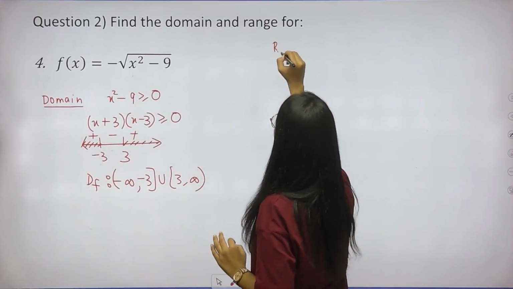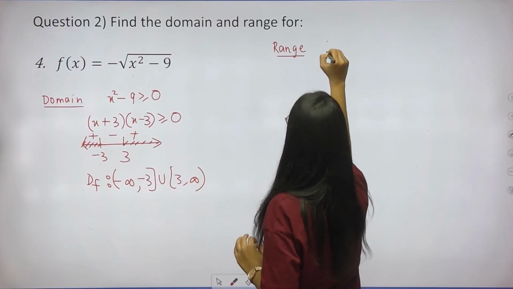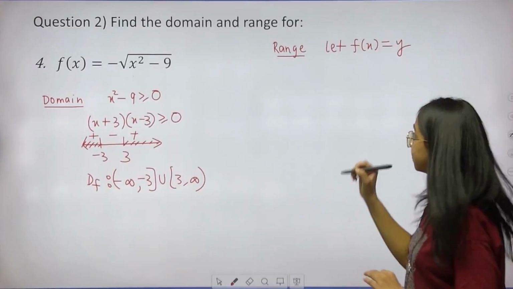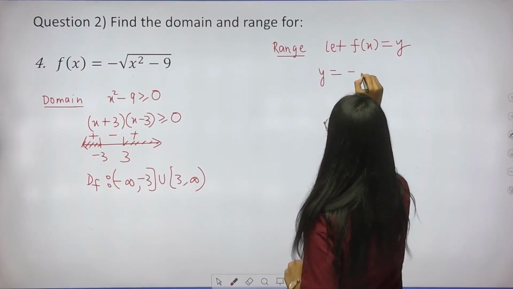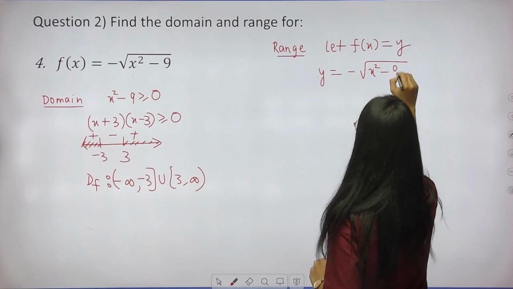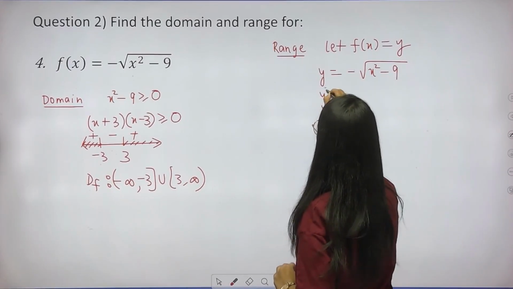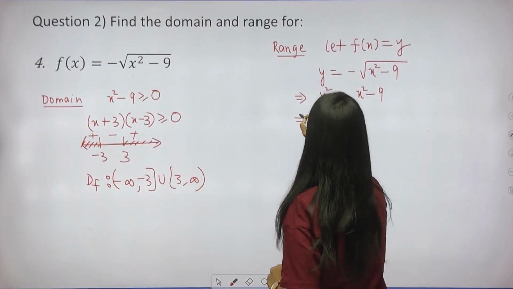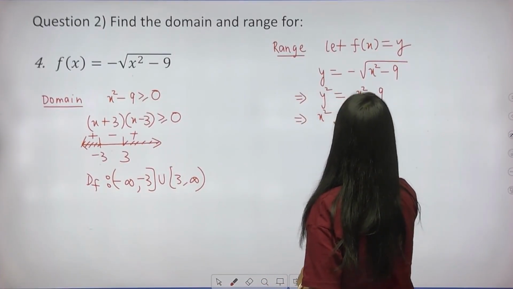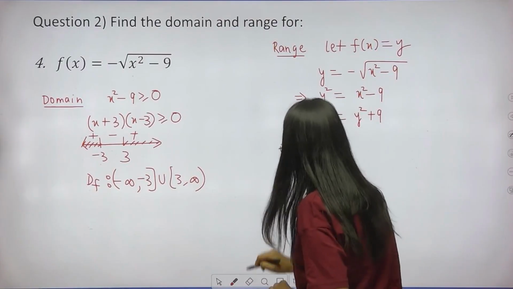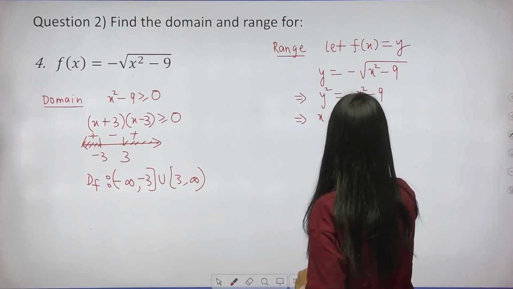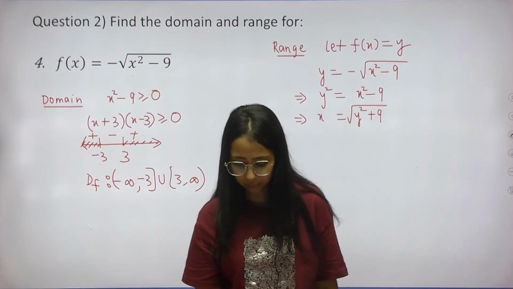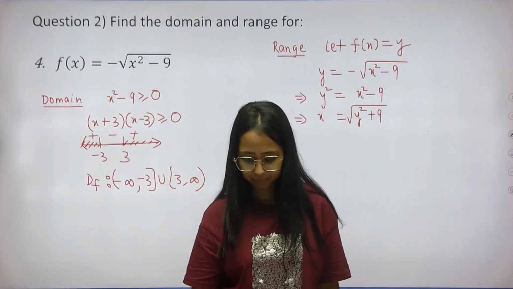So for finding the range, we have let f of x be equal to y. Y will be equal to minus under root x square minus 9. Okay. Let's square both the sides. Y square becomes equal to x square minus 9. And x square is equal to y square plus 9. And x is equal to under root of y square plus 9. Okay. Is this clear till here?